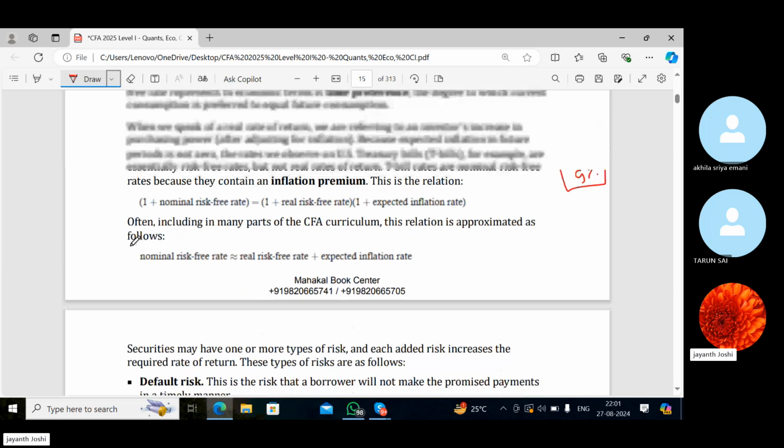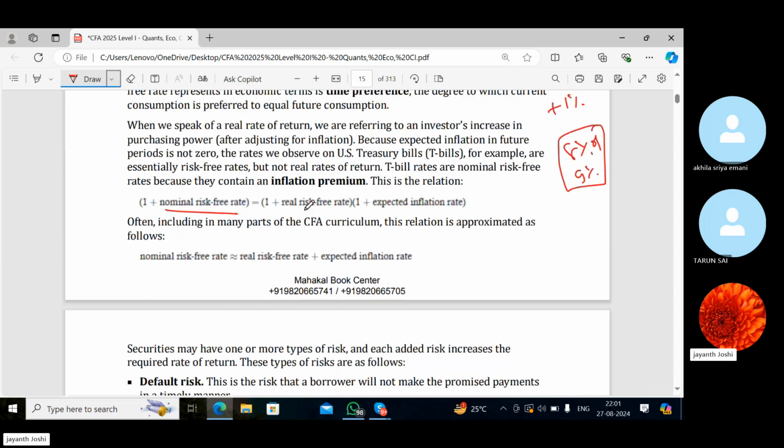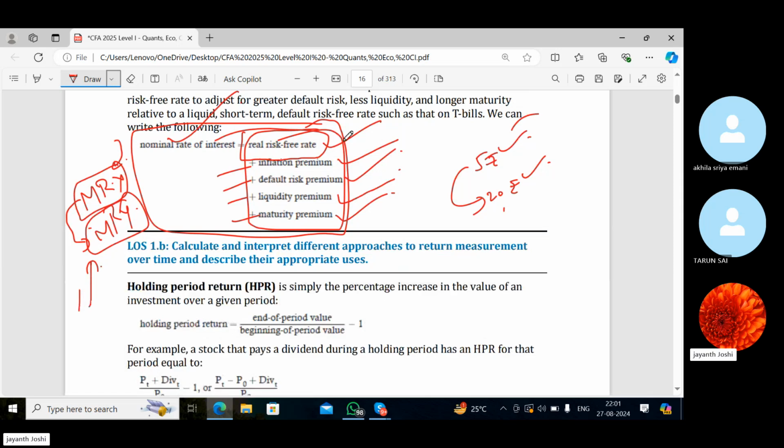Now coming to what is a nominal risk-free rate and what is real risk-free rate, that is what I was discussing. See, real risk-free rate, whenever you buy a government security, and that too for a short span of time, you are going to get real risk-free rate only.